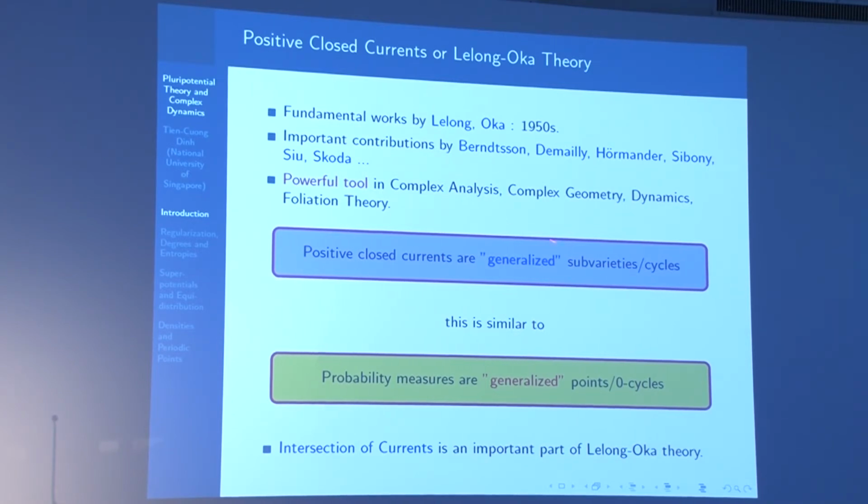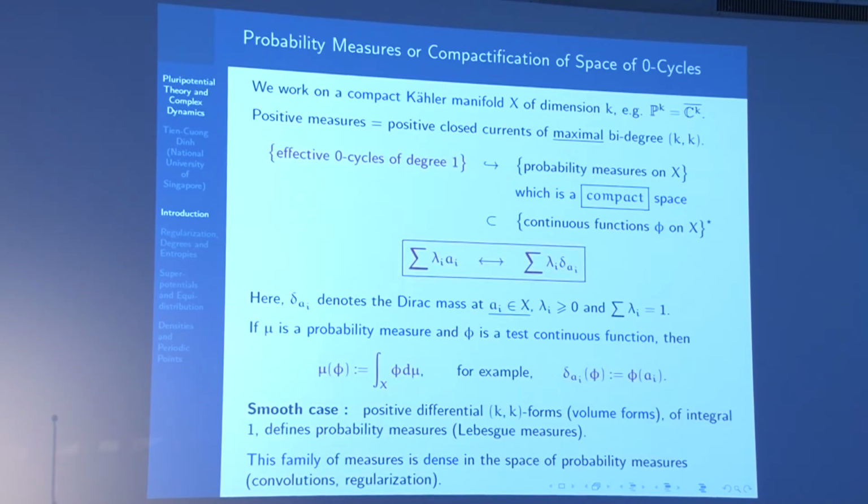But here we are talking about higher dimensions, so then you can consider the intersection of those objects. So intersection theory is a very important part of the Lelong-Oka theory. Okay, so let me be more precise about this. A positive measure is exactly a positive closed current of bidegree (k,k).